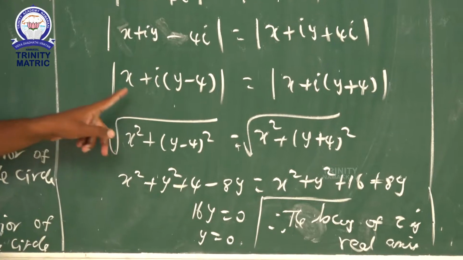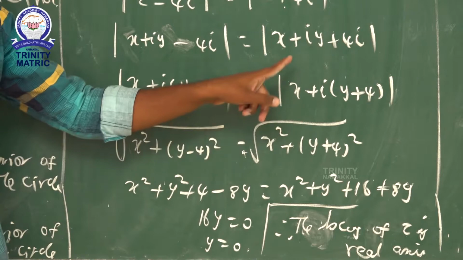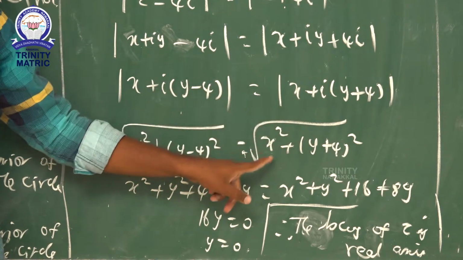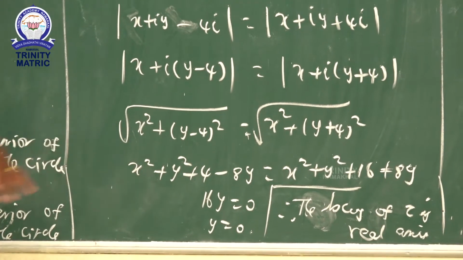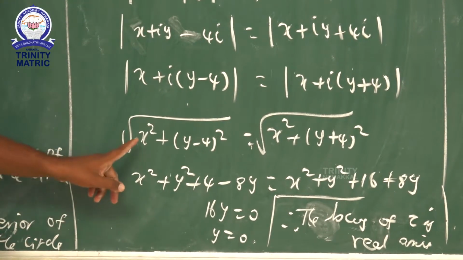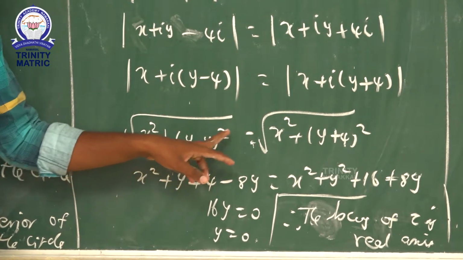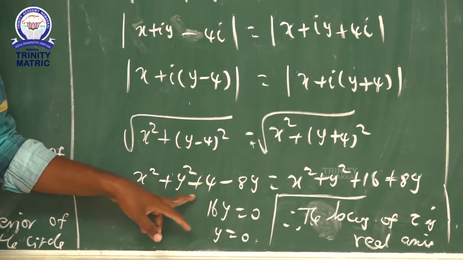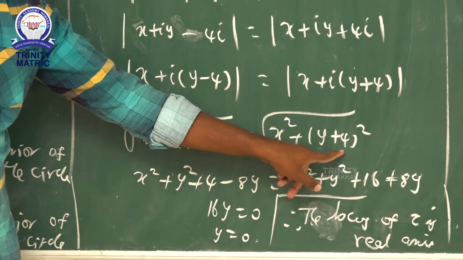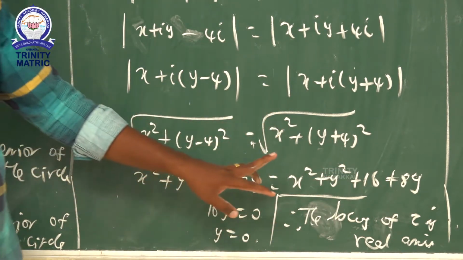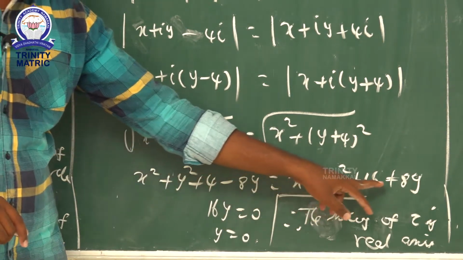Root of real part squared plus imaginary part squared is equal to, again on the right side also taking modulus, root of x squared plus y plus 4 the whole squared. Next, taking square root on both sides. We take the square root on both sides, so the roots are cancelled. What is the remaining? x squared plus, this is a minus b whole squared, so a squared plus b squared minus 2ab. Right side, a plus b whole squared. Okay, this is the only change, a very important change. Here x squared plus y squared plus 16 plus 2ab.